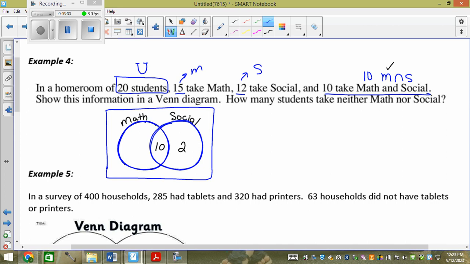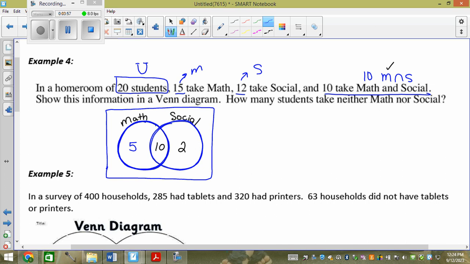How many are already in the math circle? How many are in math only? Now remember, two circle Venn diagrams have four spots to put numbers. In the math only, in the social only, in the math and social, and then in doesn't take math or social at all, right? So the outside. So there should be four spots filled. Everyone remembers to fill in the circles, but you forget to fill in the outside.